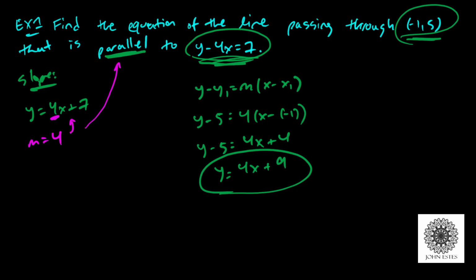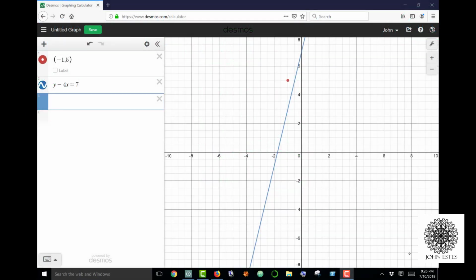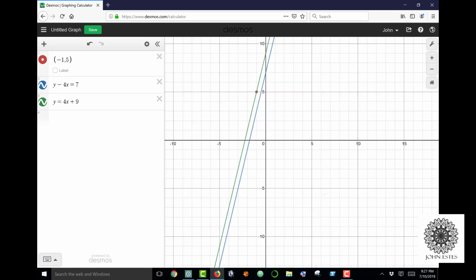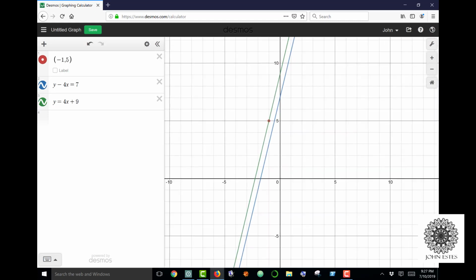I'm going to use Desmos.com, a great website, to illustrate how these two lines really are parallel. Let's take a look. Here we are on Desmos.com, and you can see here I have the point -1, 5 labeled, and I also have the line y minus 4x equals 7 drawn. Now I'm going to put in our line that I claim is parallel to this and passes through that point. We said that was y equals 4x plus 9. And there it is, look. Passes through the point, and I can zoom out as much as I want. Those two lines are never going to intersect each other. They have the same slope. So let's move on to an example that involves perpendicular lines.